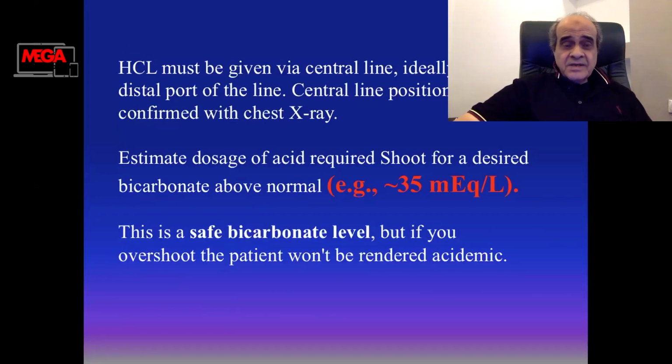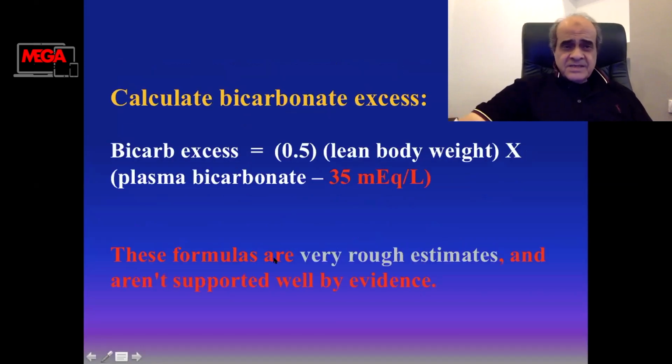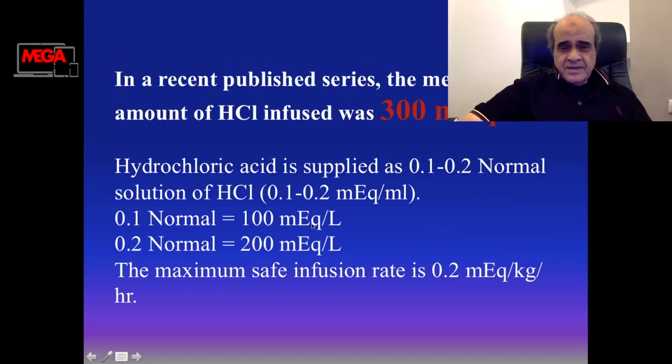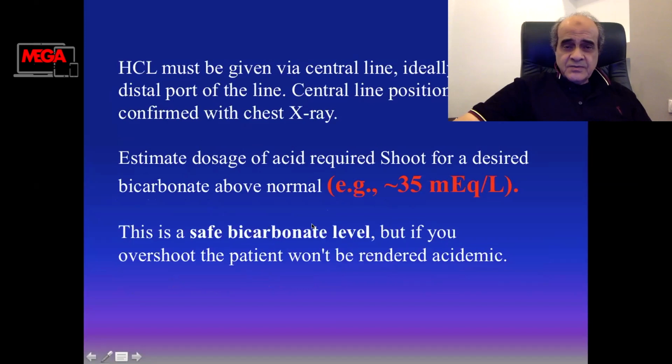Also, estimate the doses of the acid required for the desired bicarb. Keep the target at 35 to avoid iatrogenically inducing metabolic acidosis in your patient. And this is the equation for calculation of bicarb excess: 0.5 times the lean body weight times the plasma bicarb minus 35 milliequivalent per liter. We use this high bicarb level to avoid inducing metabolic acidosis in our patient.